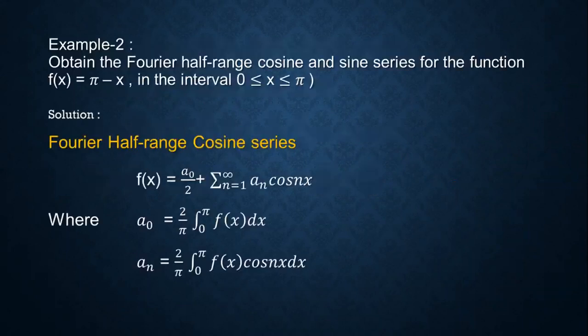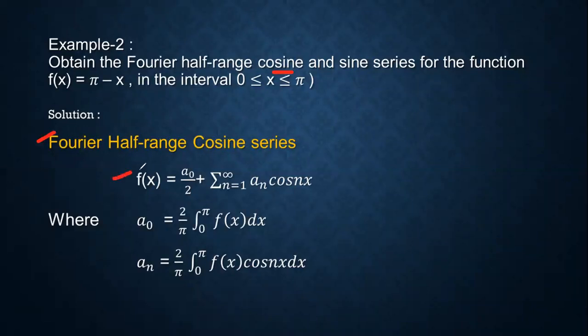So next we will go for one more problem on this. Here he asks to find the Fourier half range cosine and sine series for this given function. So you have to find both the series, that is the cosine series and the sine series. Now first we have to find the Fourier half range cosine series.